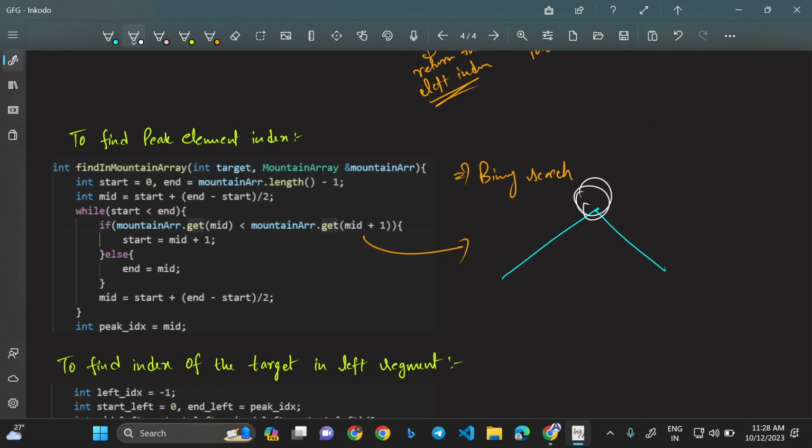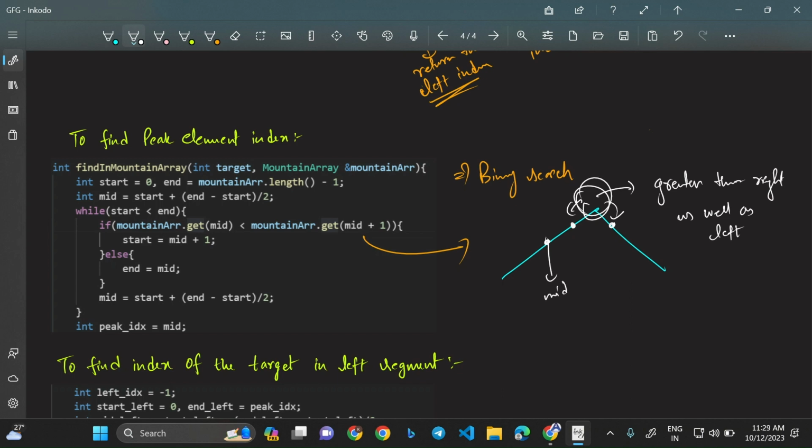So what can we infer from this? We can see that this point is greater than the right side and greater than the left side. Until and unless we find an element which is greater than its right as well as its left, we will not conclude that it is a peak element. So that's what we are doing. If we find that mountain array dot get of mid is less than get of mid plus 1, that means the mid is somewhere here.